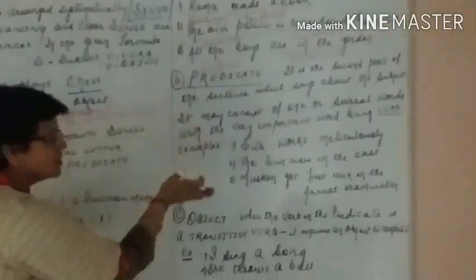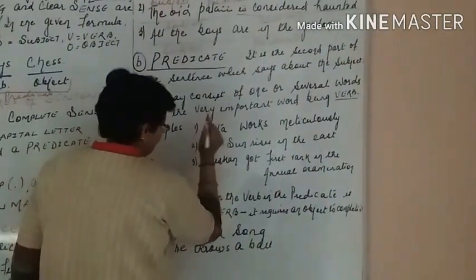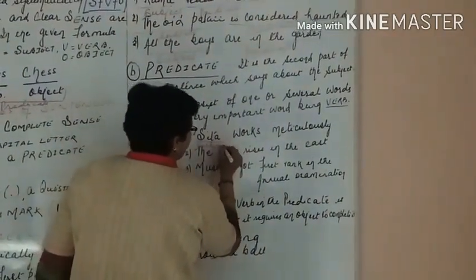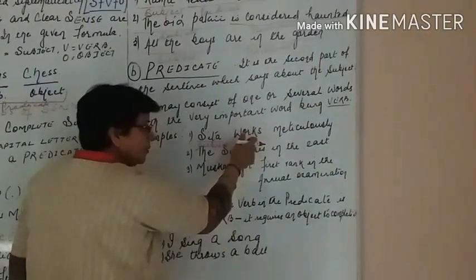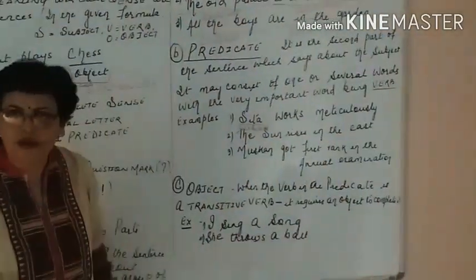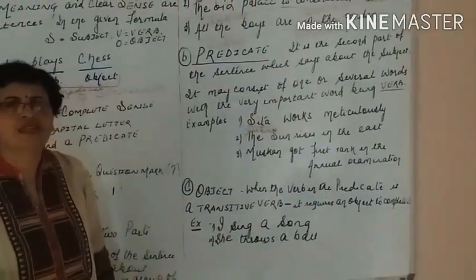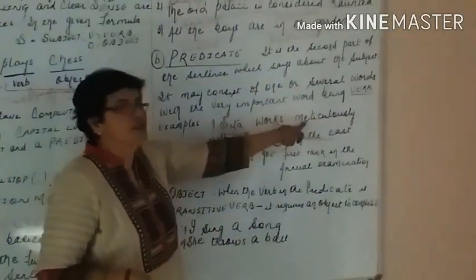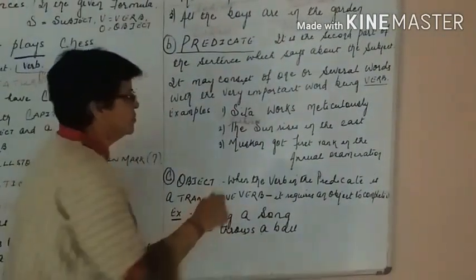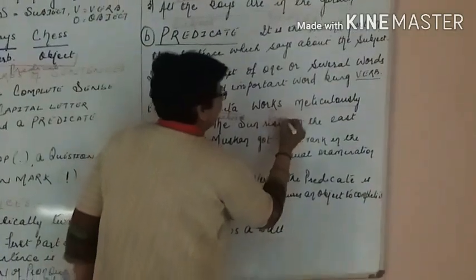Now once again, in these given examples, I'll explain how it goes. Number one example, Sita. Sita is the subject. We know works is a verb. How is she performing work? Very meticulously. What do you mean by meticulously? Very systematically, very carefully, very attentively. If anybody performs the work this way, it is called he or she performs the work meticulously. So, works meticulously becomes the predicate.